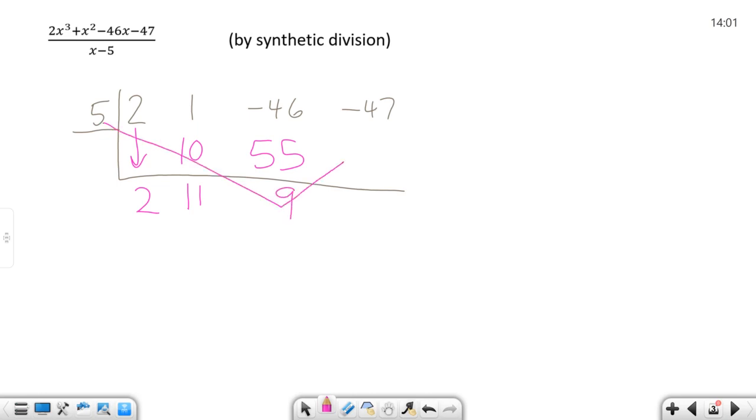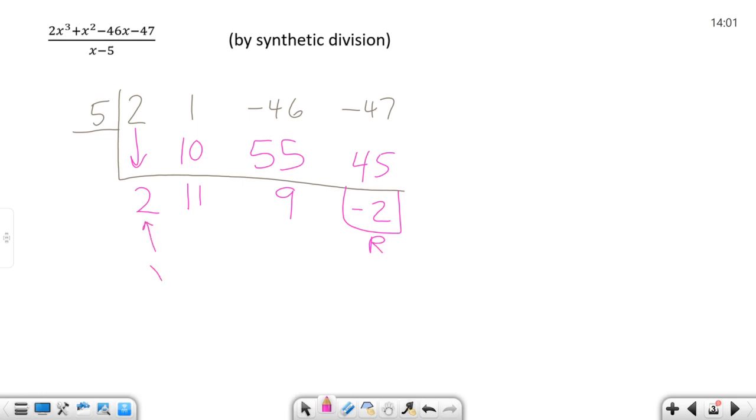Then I do 5 times 9 and write it here. What is 5 times 9? 45. What is negative 47 and 45 put together? Well, negative 47 is bigger, and 47 minus 45 is 2, so it's negative 2, and that represents my remainder.